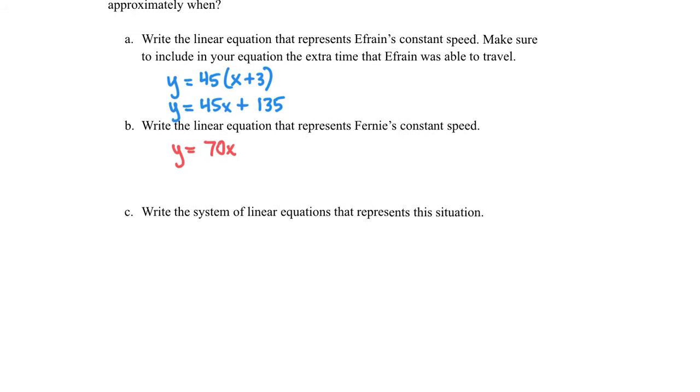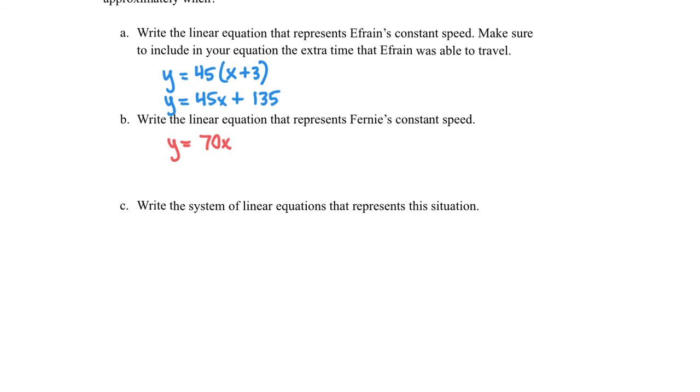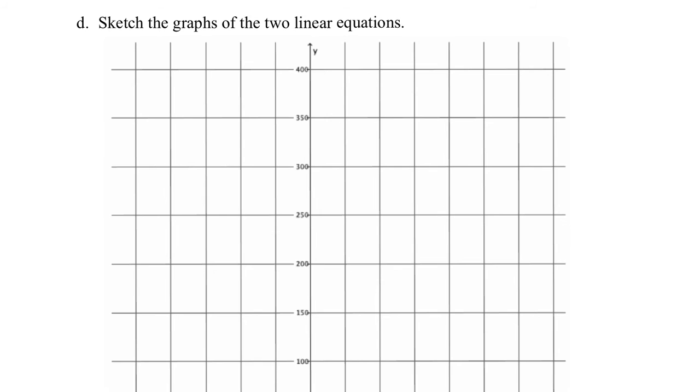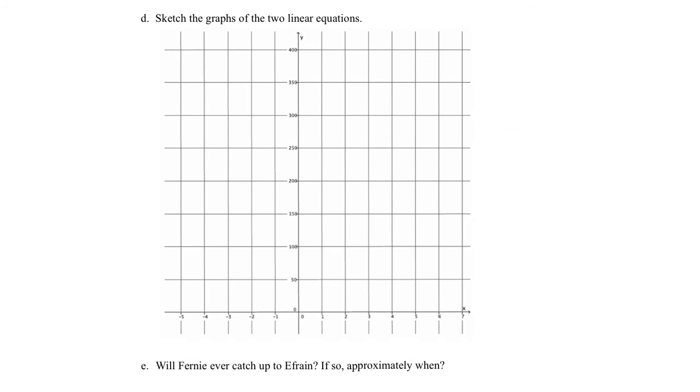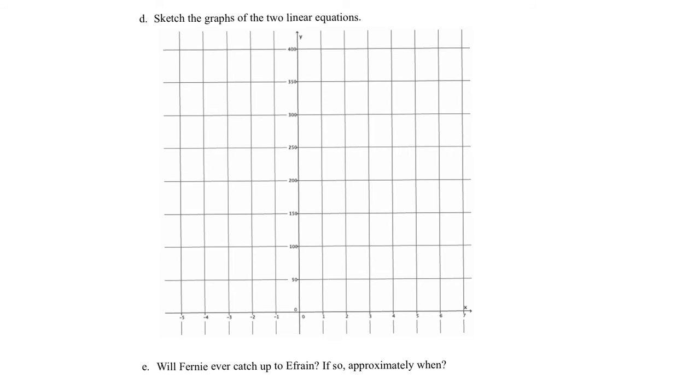Okay, so when we write this as a system, very simply, we're just going to write these two equations together. And then to show that they're a system, we just put this fancy bracket out front. That's all that means. Okay, so now we need to graph these things. Let me shrink this down so that we can see the entire graph. The easiest way to graph these, so let's write down what we have here. Ephraim is y equals 45x plus 135, and then Fernie is y equals 70x.